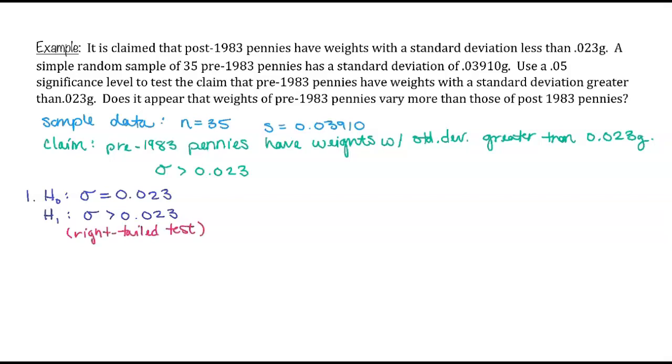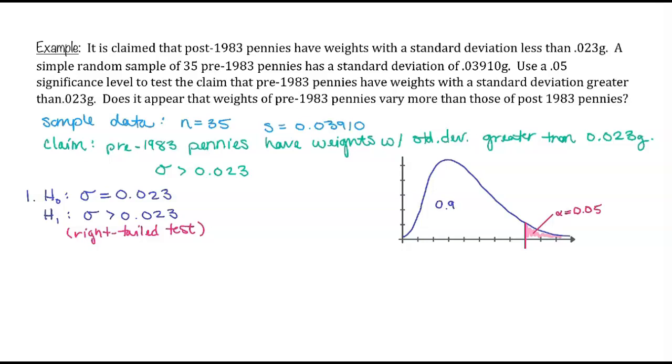And speaking of, let's start our picture. Recall that the chi-square distribution is skewed to the right, and that values can be 0 or positive, but not negative. We are conducting a right-tailed test with alpha equal to 0.05. This leaves an area of 0.95 to the left of the critical value.